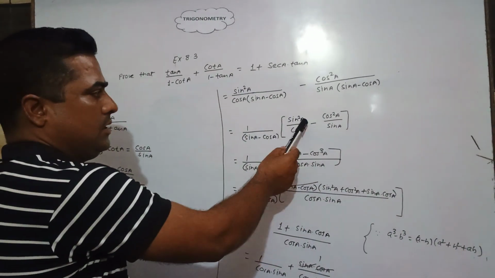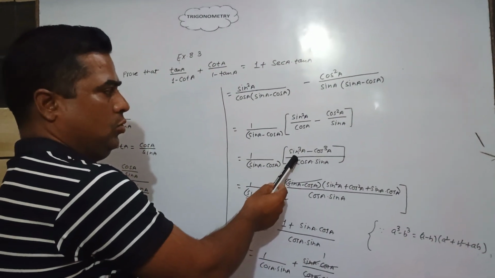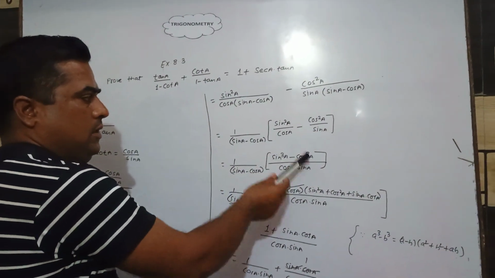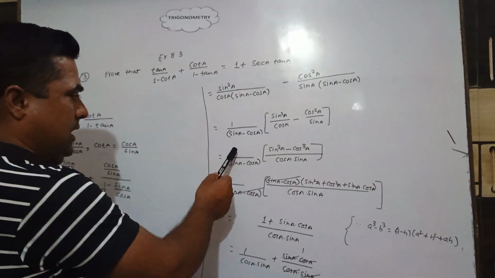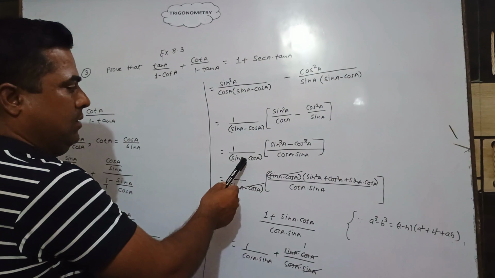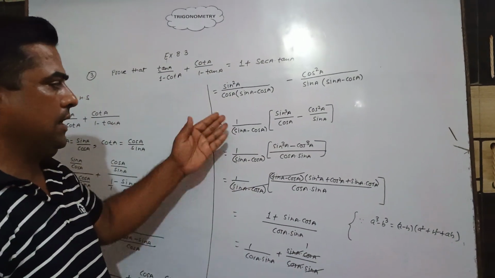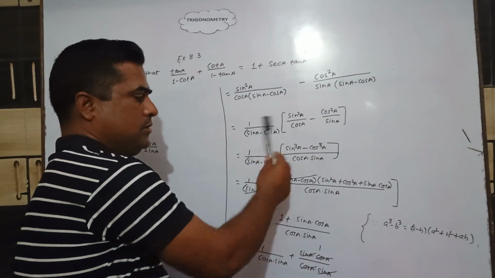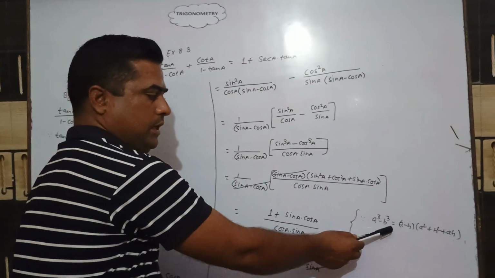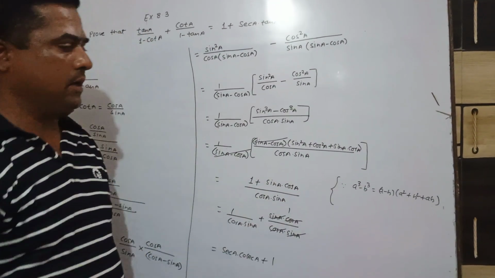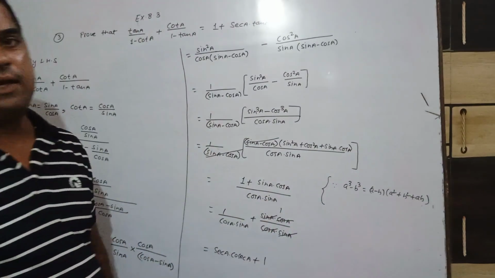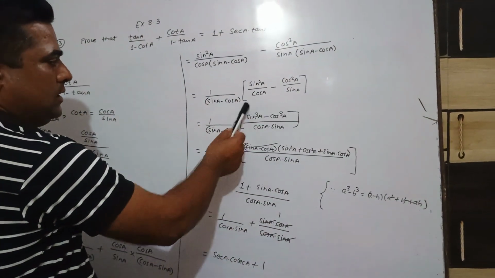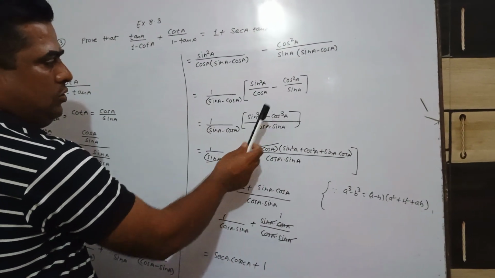We will multiply. Sin square A into sin A, this is sin cube A. Cos A into cos square A, this is cos cube A. And 1 upon sin A minus cos A, we will write like this only. Students, you know the identity of A cube minus B cube. The identity of A cube minus B cube is A minus B, A square plus B square plus AB. So we will use this identity here. This is your A, this is your B.